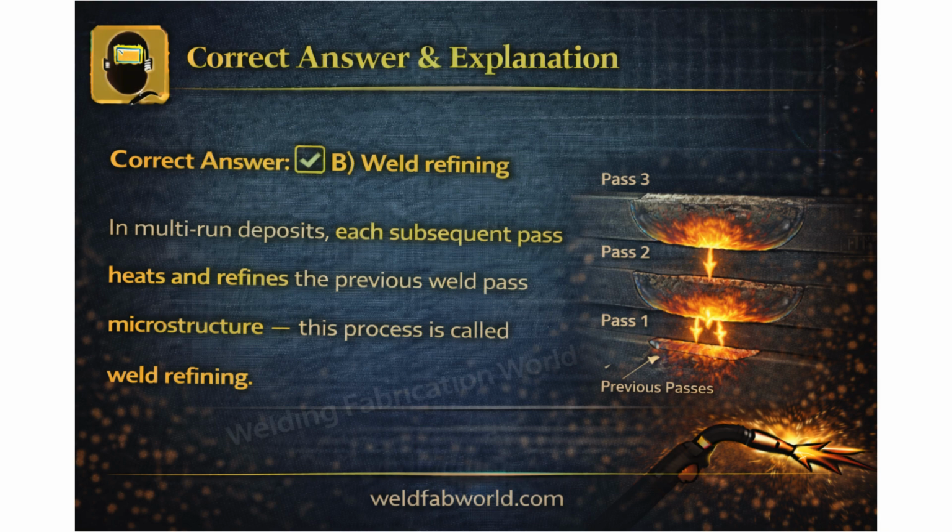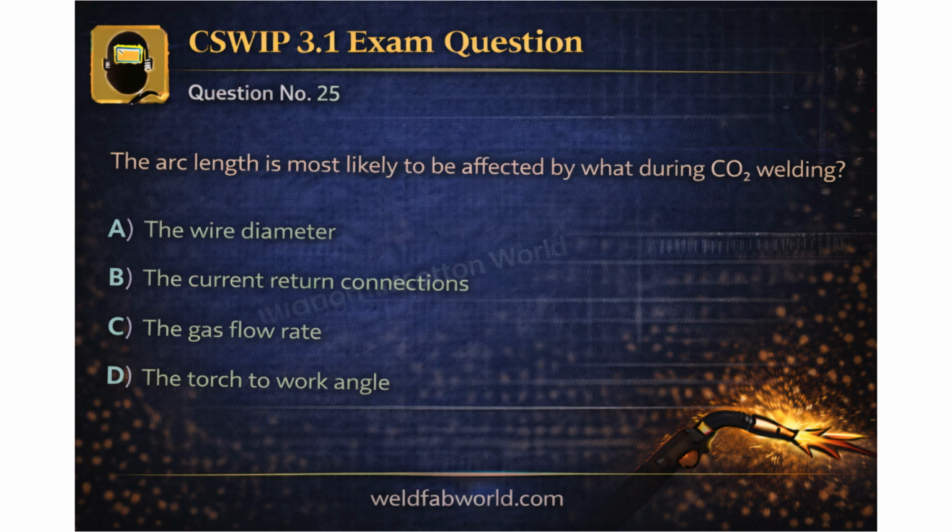Answer. B. Weld refining. Explanation: in multi-run deposits, each subsequent pass heats and refines the previous weld pass microstructure. This process is called weld refining. Question 25. The arc length is most likely to be affected by what during welding?